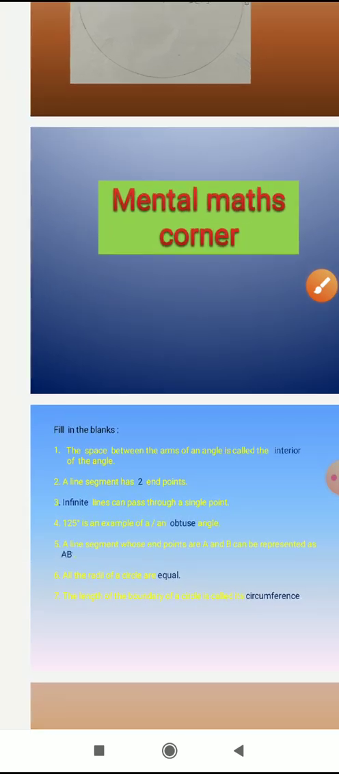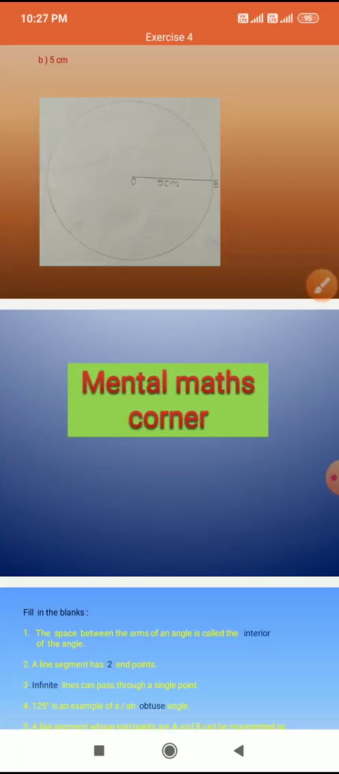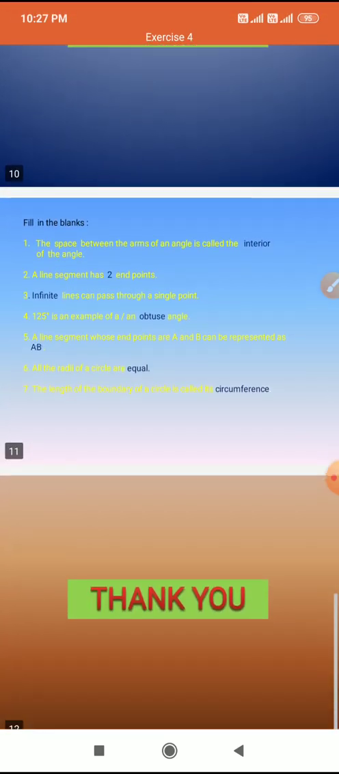In this way student, we have solved exercise 4 and mental maths corner.